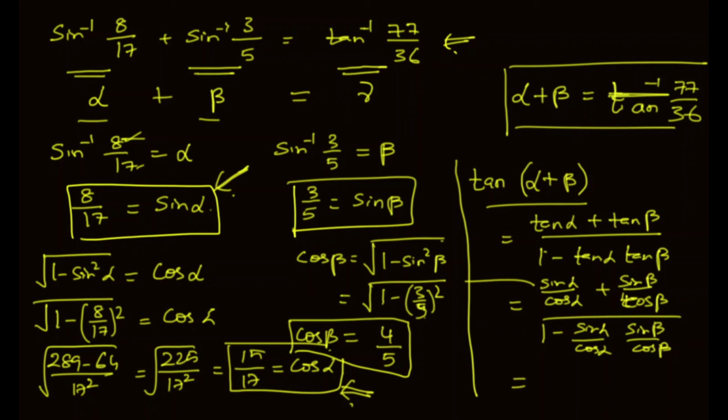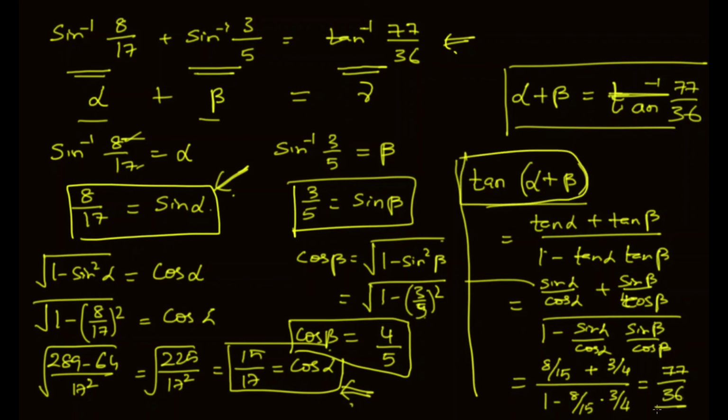So when you plug this in, we get 8 by 17 divided by 15 by 17, which is 8 by 15. Sin beta by cos beta would give us 3 by 4. Then 1 minus 8 by 15 into 3 by 4. If you observe and simplify this, this gives us 77 by 36. Tan of alpha plus beta is giving us 77 by 36.